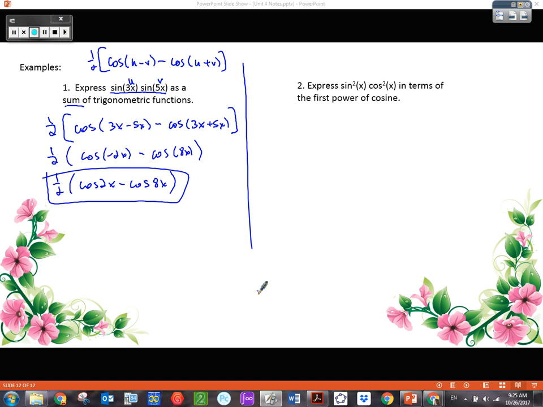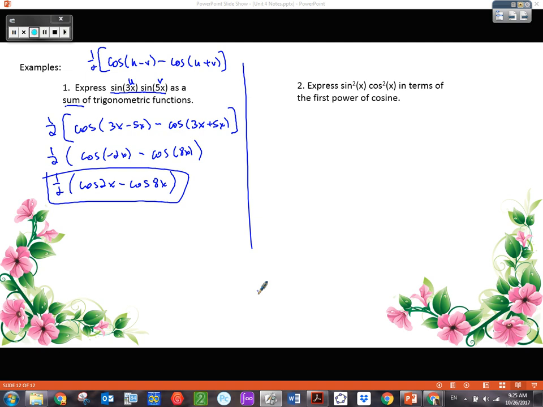So the product to sums are pretty easy. They're just plugging into a formula and simplifying. That's all. Are we okay with that? Okay, the squared ones are a little bit more challenging. Just a little bit more challenging.